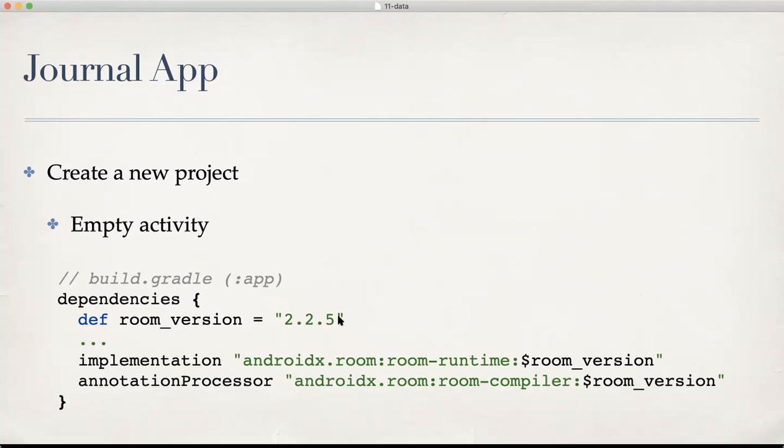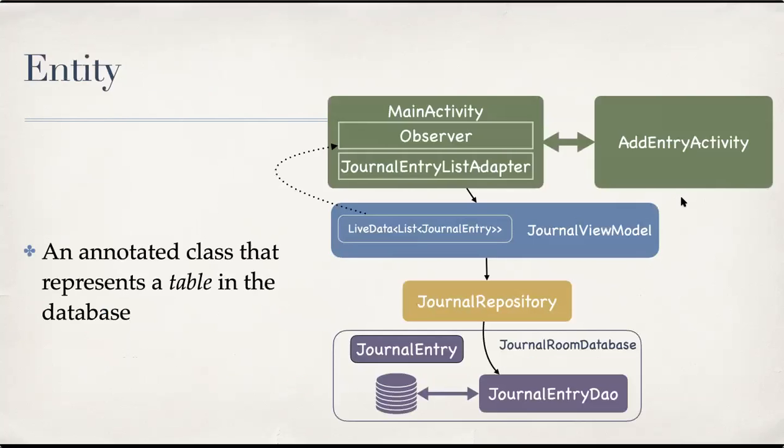And here is a neat trick to use a variable for the Room version if the same version number is going to be used multiple times. This is very neat, but even otherwise, you can use it. Okay, so we need androidx room runtime. And then this is the annotation processor for the annotated classes. Okay, so with that, you can get started.